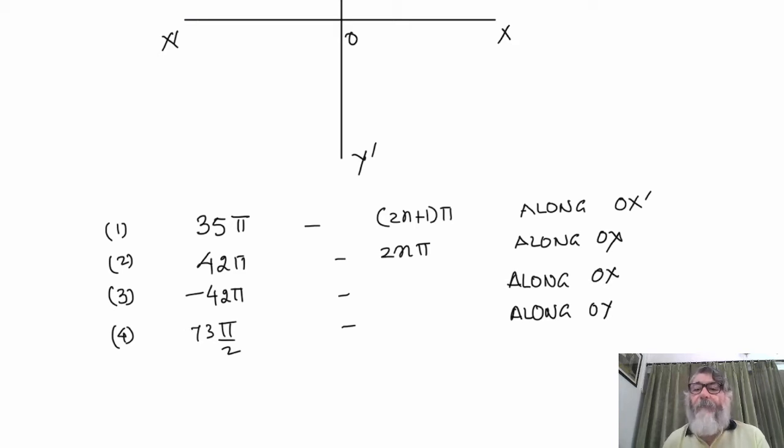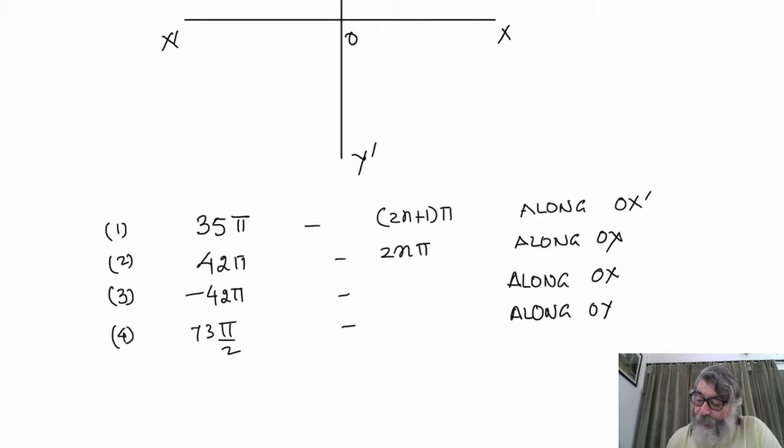An odd multiple of pi by 2 will always fall along the vertical line, and we will divide 73 by 4. When you divide 73 by 4 you realize that you will get 1 as the remainder, since 18 fours are 72 actually. So you will get a remainder 1. So it will fall along OY.